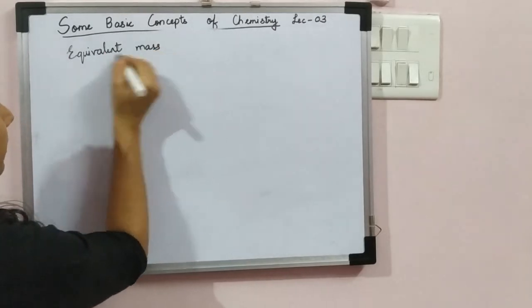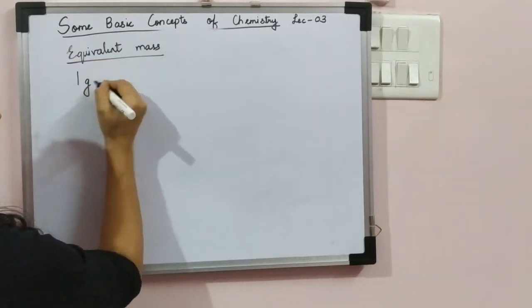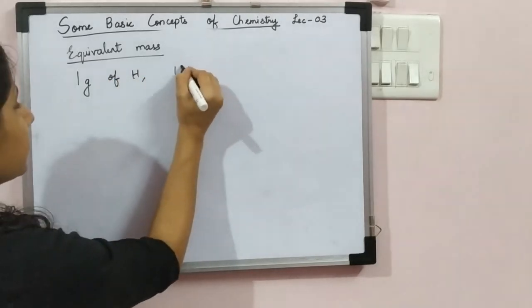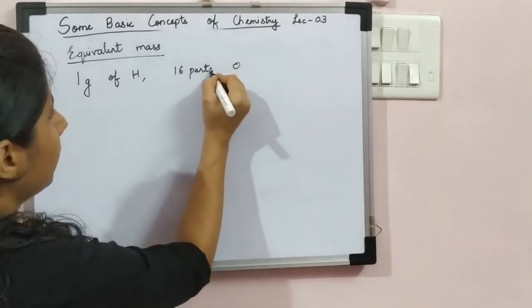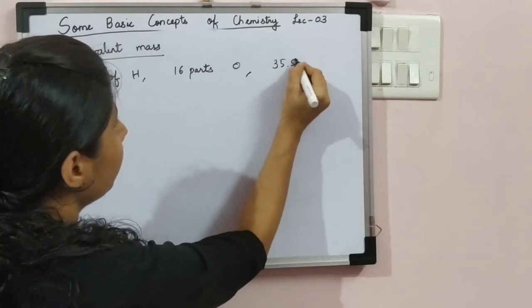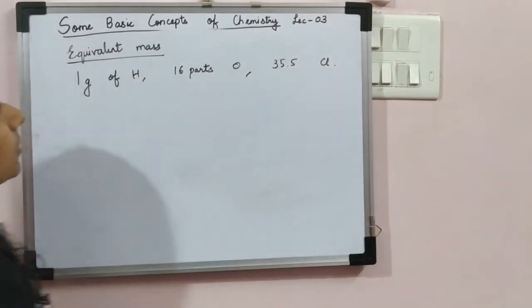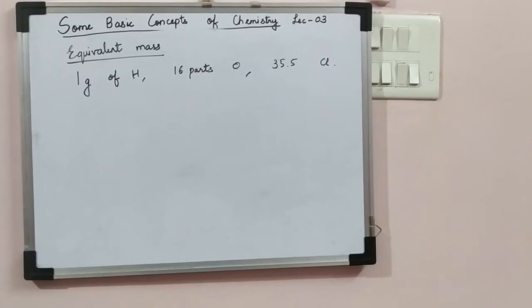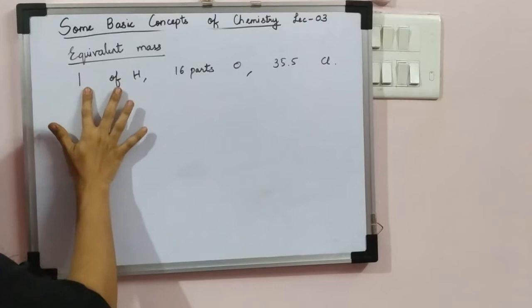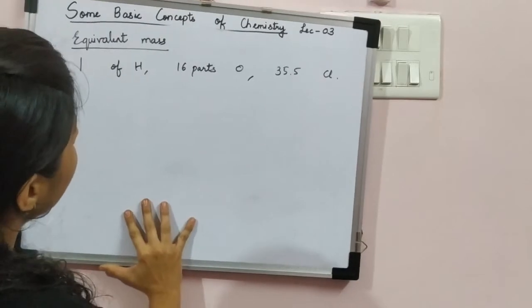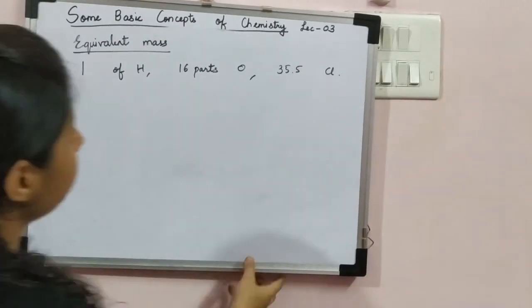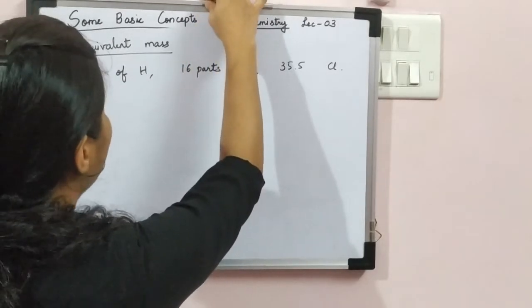Now equivalent mass is what? How much of it reacts with 1 gram of hydrogen, or let's say 16 parts by weight of oxygen atom, or 35.5 parts by weight of chlorine atom. So if it reacts with any of these three, how much of it is actually reacting is what we find out in equivalent mass. So 1 part by weight of hydrogen, 16 parts by weight of oxygen, and 35.5 parts by weight of chlorine.